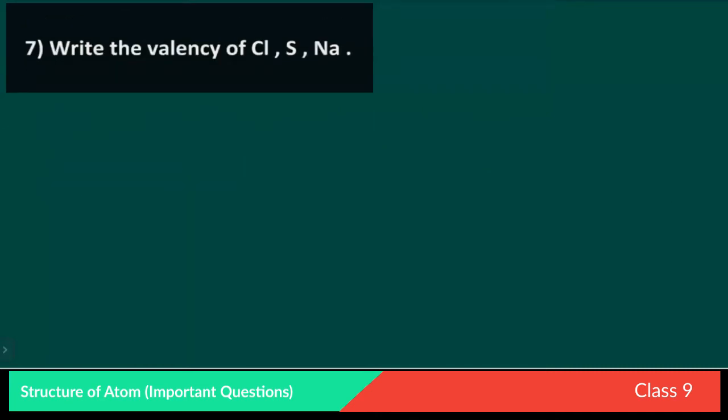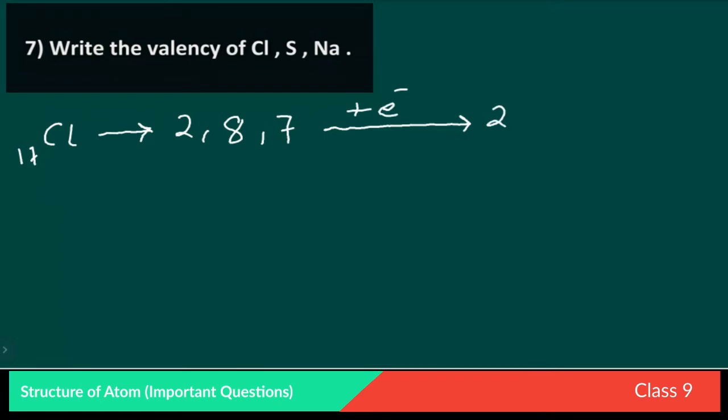Next, we move on to question number 7. Write the valency of chlorine, sulfur, sodium. So for chlorine, the electronic configuration is 2, 8, 7. In order to attain the nearest inert gas configuration, it has to accept one electron to become 2, 8, 8. This is the configuration of argon.